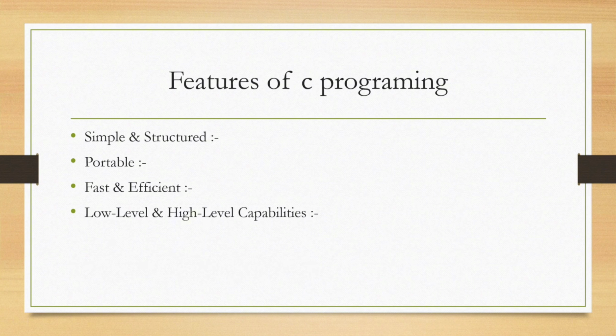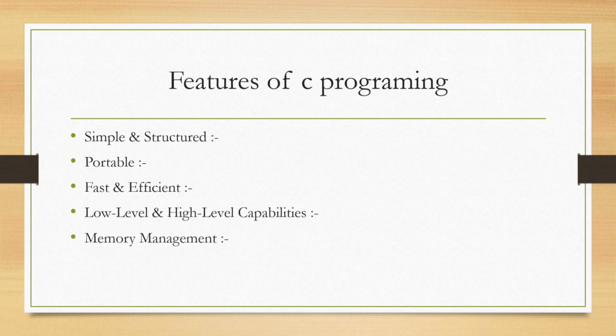Let us see the next feature, that is low level and high level capability. C is a middle level language, meaning it supports both low level programming and high level programming. You can manipulate memory directly using pointers, and you can also write complex applications like compilers and databases using C.